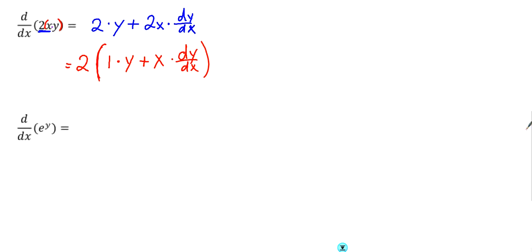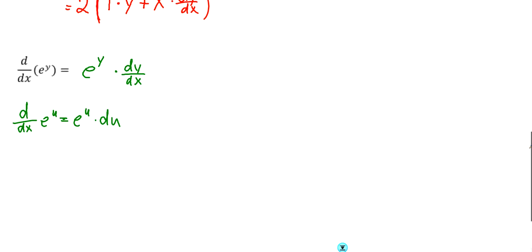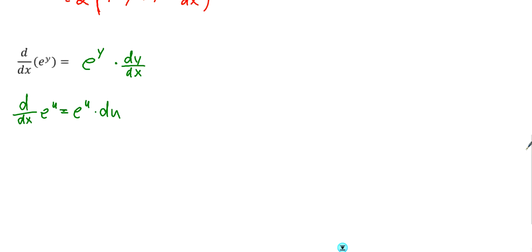E to the y. Again, this would be one of those times where we use the chain rule formula. The derivative of e to the u is e to the u times du. So in this case, the derivative of e to the y is e to the y times the derivative of the inside, which is dy over dx. Okay? So they're pretty easy by themselves. If you're just taking the derivative of one expression or a piece of an expression, it's pretty simple.